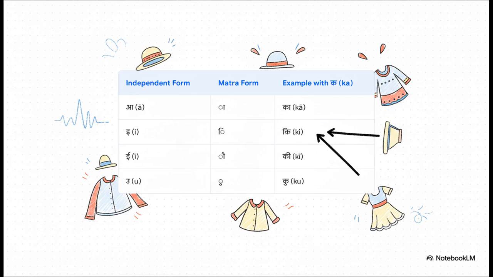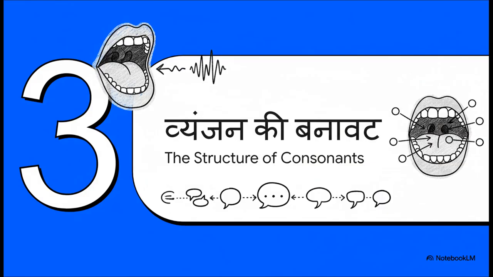You only use these big full versions when a word starts with a vowel, or if the vowel is just hanging out on its own. It's pretty straightforward, really. But what happens when that vowel comes after a consonant? This is where the magic happens. It totally transforms into a little add-on symbol called a matra. I love this analogy. Think of matras as little outfits that you put on the consonant to change its sound. Look here. We start with ka, then we add a matra and it becomes kaa, then ki, then kee, and ku. See that? Same consonant, just a whole new wardrobe of sounds.